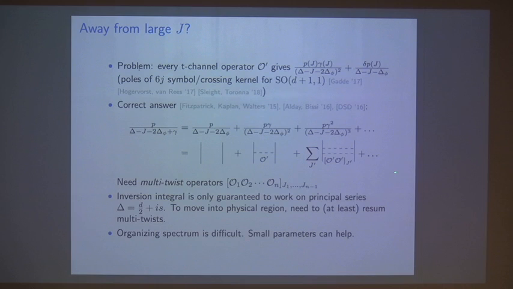So what you find is that in order for the crossing equation to work, you need not just double twist operators, but arbitrary multi-twist operators. So we're seeing that the crossing equation for a single four-point function knows about the existence of a complete Fock space of states at large spin. You can think of these large spin states as being like particles in AdS that are spinning around each other, and they're all very far separated from each other. This entire Fock space is necessary for the consistency of a single crossing equation.